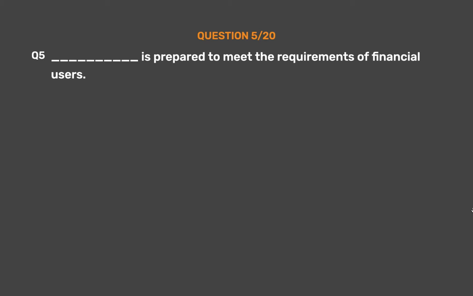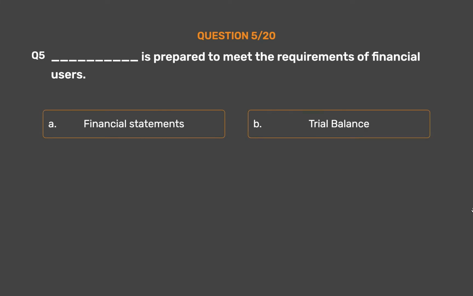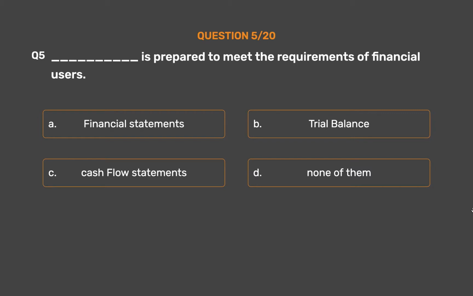Question number 5. _ is prepared to meet the requirements of financial users. Option A. Financial statements. Option B. Trial balance. Option C. Cash flow statements. Option D. None of them.